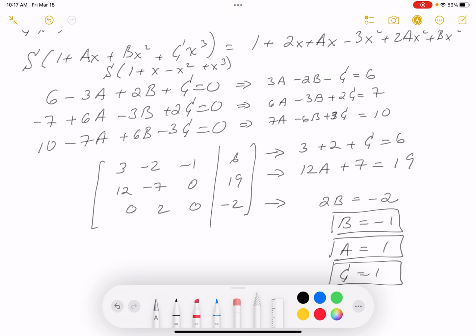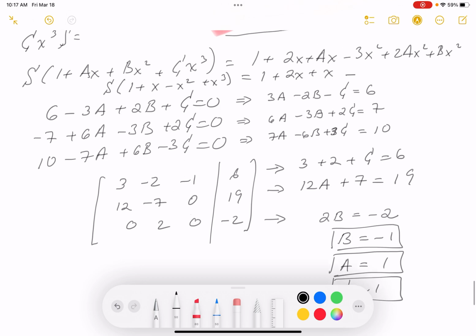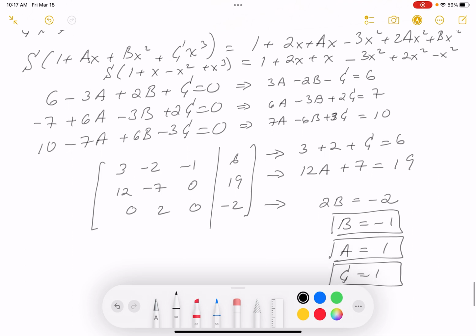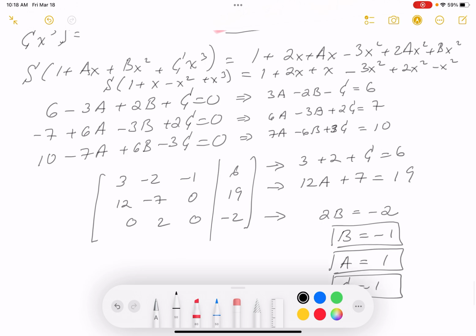What do you get on this side over here? Let's write this down. I got to write it down, right? So you can get 1 plus 2x. What's A? It's 1, so plus x, minus 3x squared, plus 2a. That's going to be 2x squared. And what's B? That's going to be minus x squared, right? Yeah. Okay.